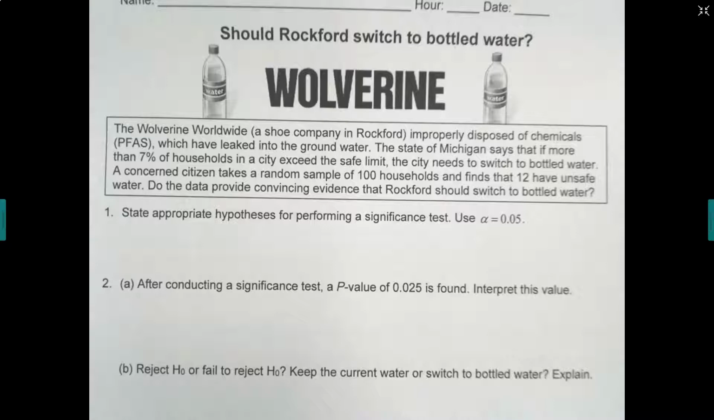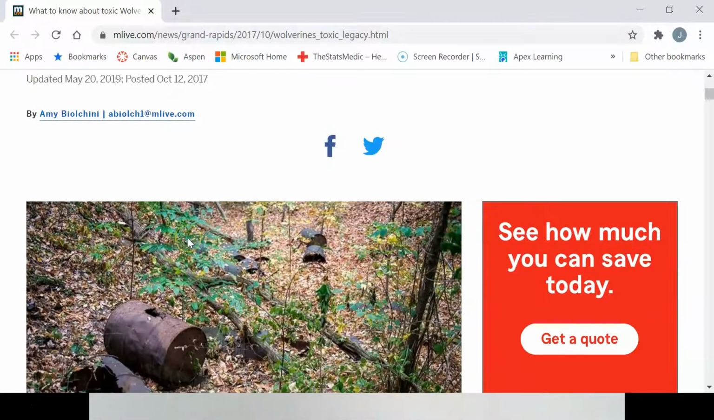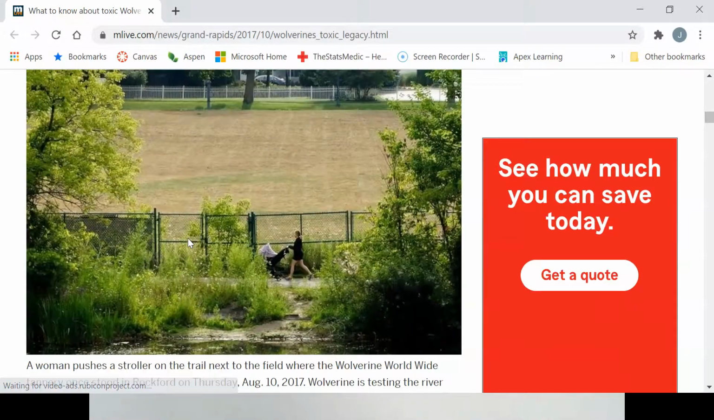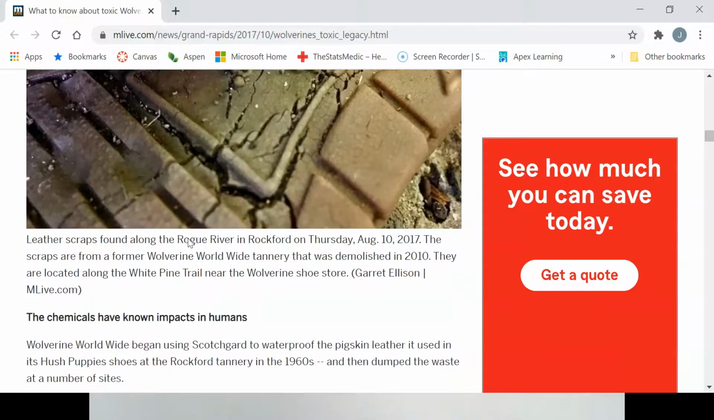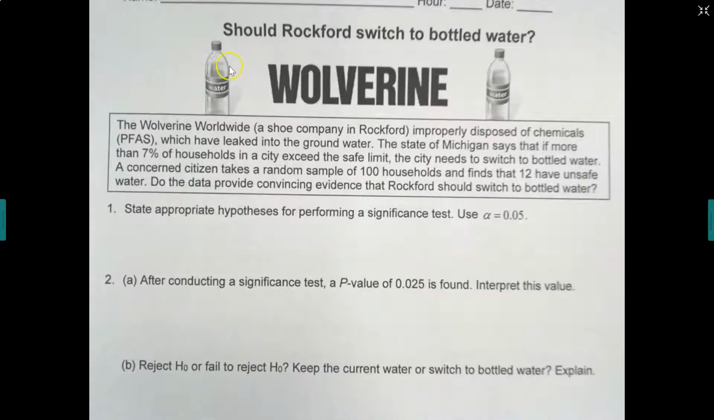If you're interested in reading a little bit more about it, there's a link on our Canvas webpage. It shows you the full story about the drinking water and the toxic chemicals. And then here's our map. Here's the town of Rockford that they're talking about, and the chemical dump site is over here. But if you're interested in knowing more, there's a link to the article so you can read it.